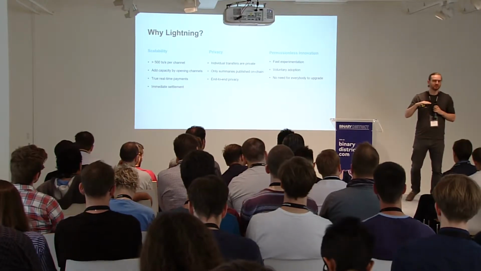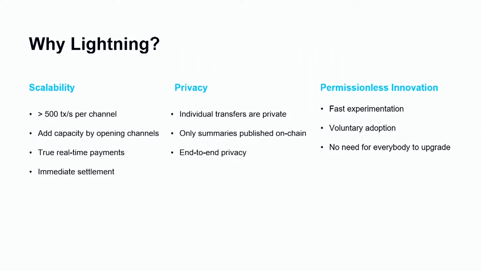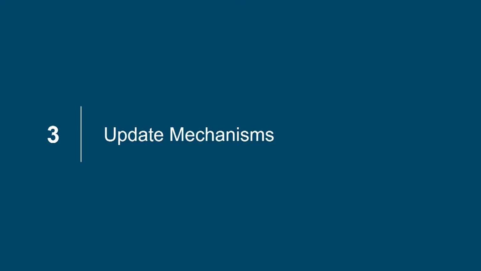And of course, permissionless innovation. It's really hard to get changes into Bitcoin and into Ethereum exactly because it's a global consensus. So if we lift our protocols off the blockchain, we don't need to push every single change through the entire consensus. And we can innovate really quickly and do some really nice quick turnaround on innovation. Okay. So let's get to the update mechanisms.